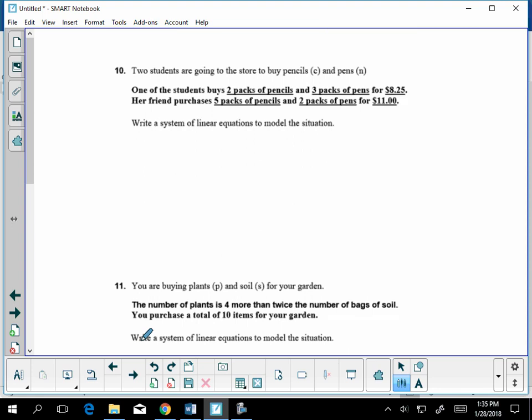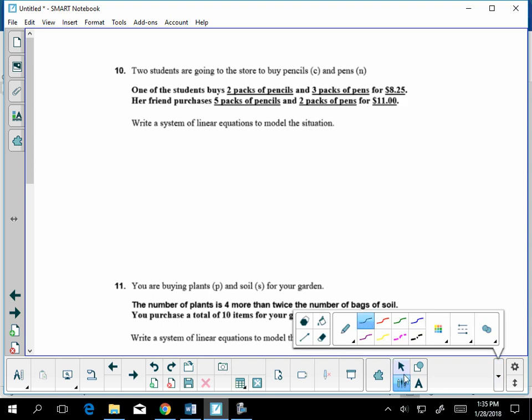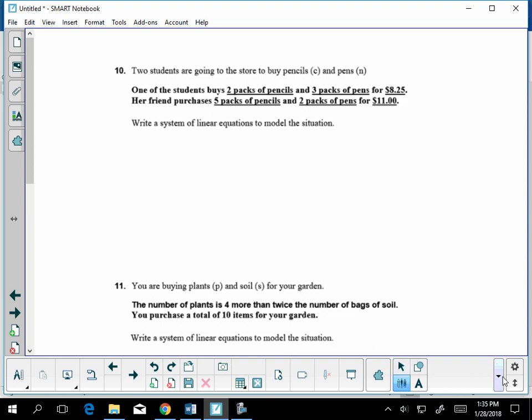All right, the fun part. We're going to write a system of linear equations. Don't let this scare you off just because it is a word problem. All we're doing is writing the system. It doesn't say to solve it, it just says to write. So 2 students are going to go to the store and buy pencils and pens. And they gave us what variables to use: C for pencils, P for pens.